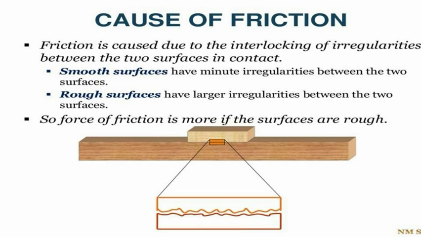To move one object over another, force needs to be applied to overcome this interlocking. Rough surfaces like sandpaper, mud, and road have more irregularities and hence more friction. Smooth surfaces like glass, ice, and oily surfaces have fewer irregularities and hence less friction.